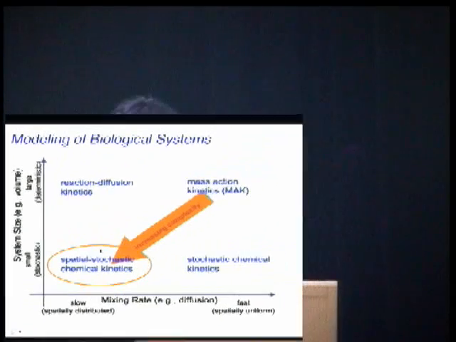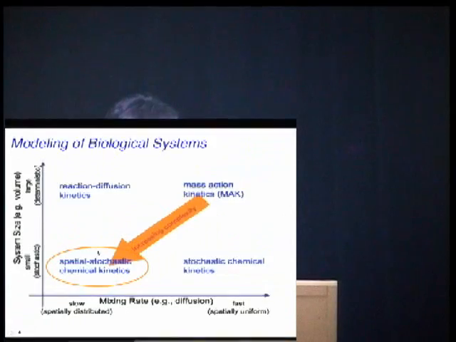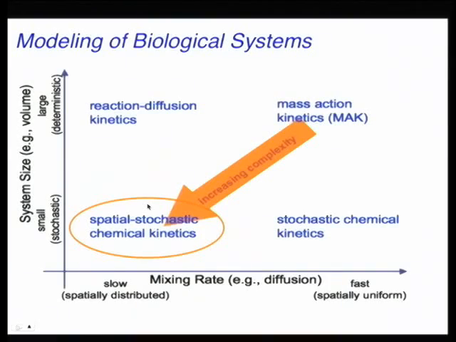Additionally, it would also be very useful to develop model reduction tools, not only for the stochastic system, but for the stochastic system with spatial fluctuations. So this is something I'm interested in pursuing further, probably.